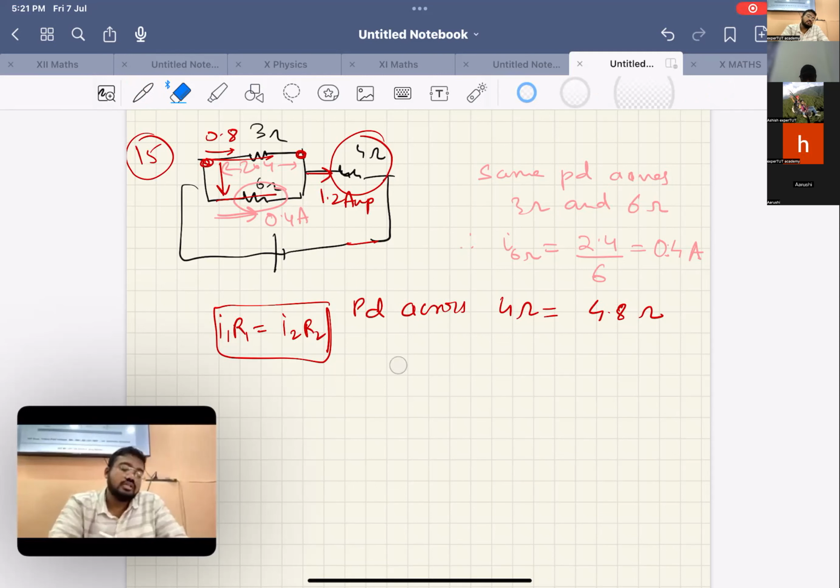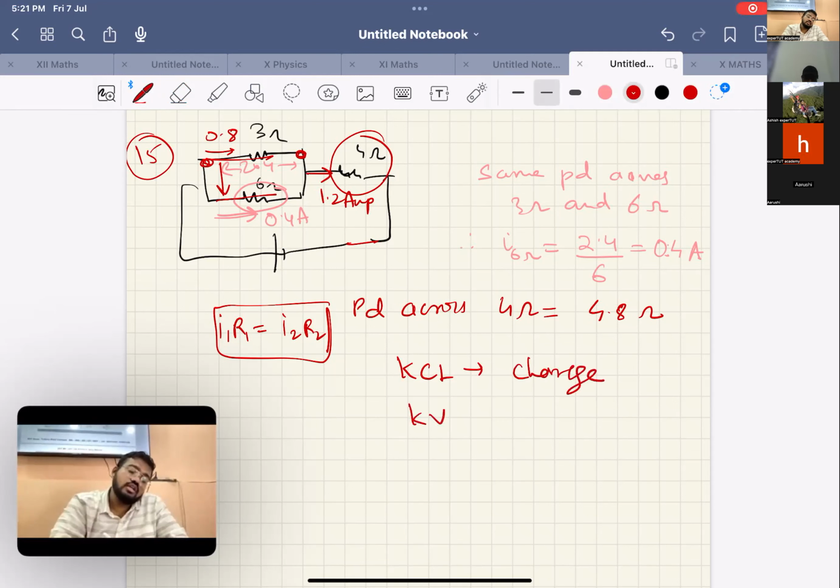16, KCL. See, KCL is conservation of charge, and KVL is conservation of energy. Okay, there is no momentum conservation. Fine. So KVL is law of conservation of energy only.